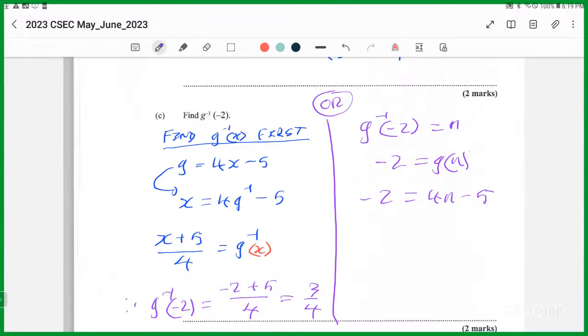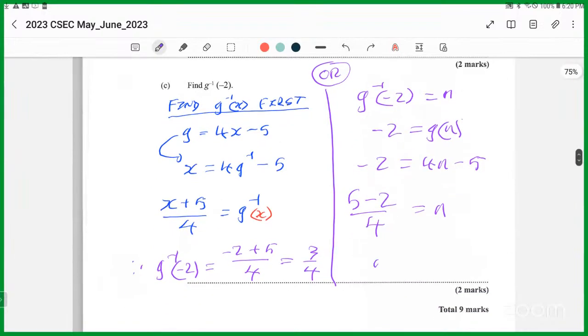Same transposition you have to do to find the n. Move the 5 over and divide by the 4. If you move the 5 over and make it positive, it becomes 5 minus 2 divided by the 4. That is the n. This will go to 3. 5 minus 2 is 3. So the n again is 3 over 4. So g to the minus 1 of negative 2.